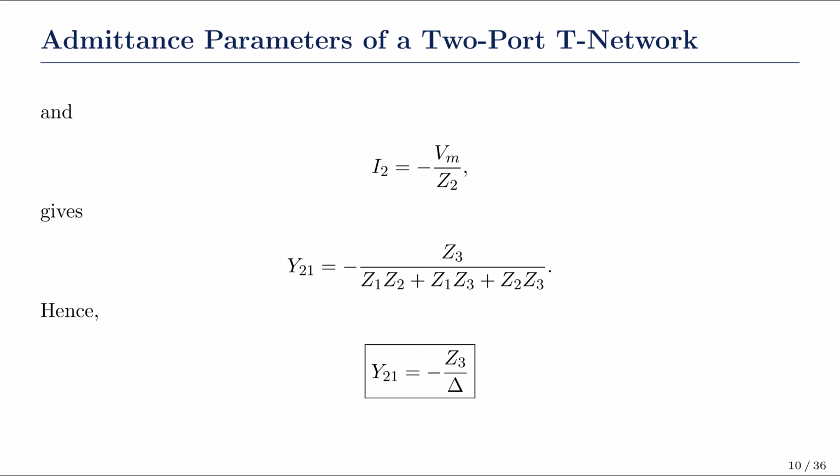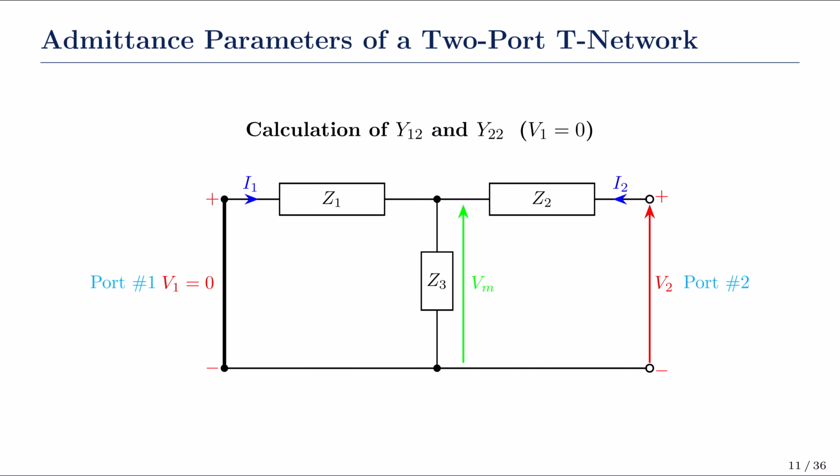We now repeat the same procedure from the opposite port to obtain Y12. To determine Y12, port 1 is now short-circuited so that V1 equals 0. This configuration is the dual of the previous one. The same analytical approach is applied. Determine the intermediate node voltage, evaluate the input current, and obtain the transfer admittance.